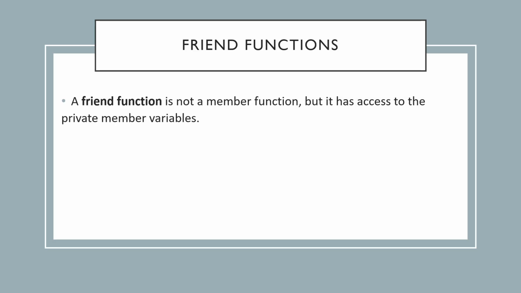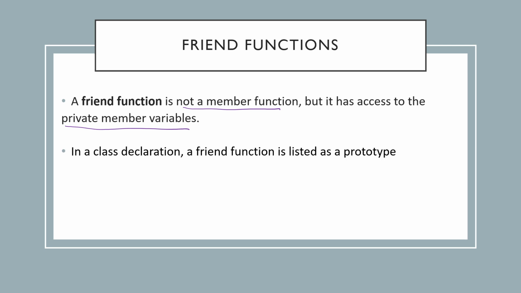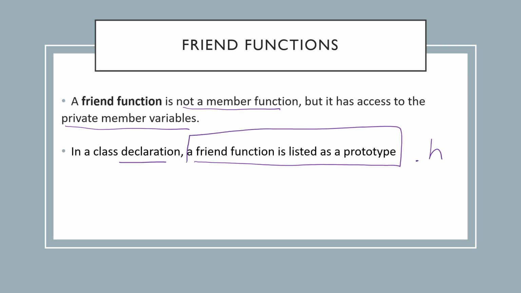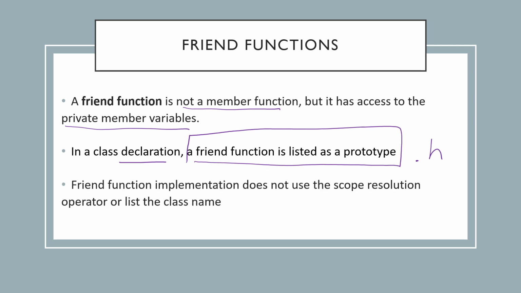So what is a friend function? A friend function is not a member function, but it does have access to the private member variables by using the dot operator. So it doesn't have direct access. It has to use the dot operator to access the private member variables. You put the friend function in your declaration, which is your .h. You put the prototype of the friend function in your declaration so it's declared and it can have access to the private member variables. And I'll tell you why in a moment.